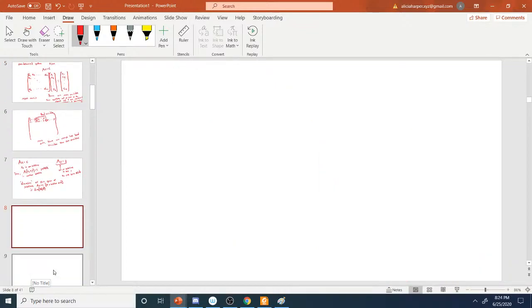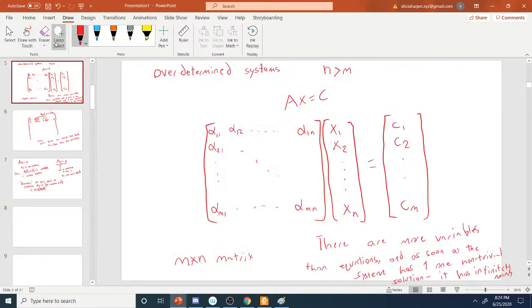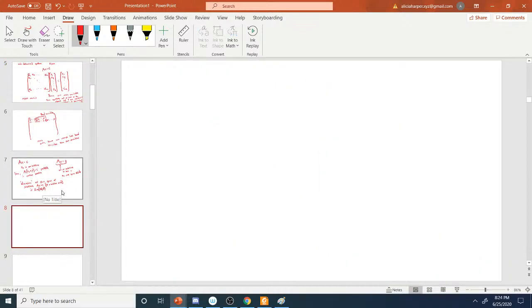Let me talk about under. Oh wait, I'm sorry, I'm being an idiot. Everything I just said was correct, but I was saying it for underdetermined systems, not overdetermined systems. Sorry, I get a little dyslexic sometimes. Underdetermined systems is when you have more variables than equations, and overdetermined systems are the other ones.